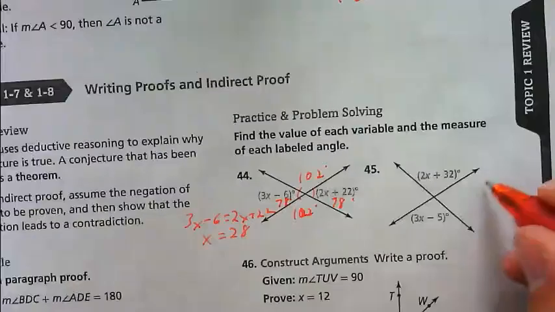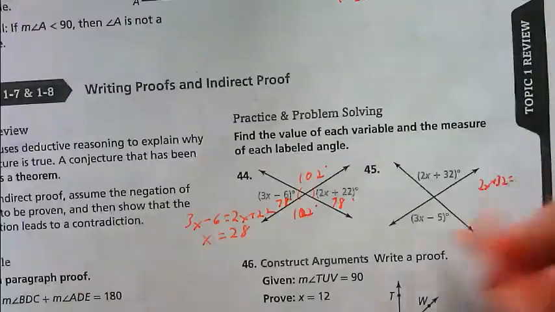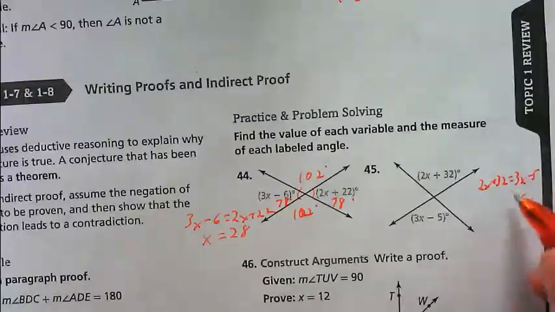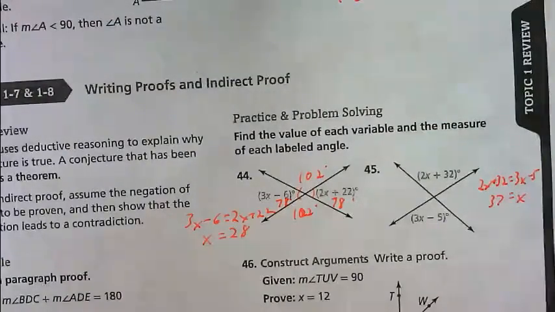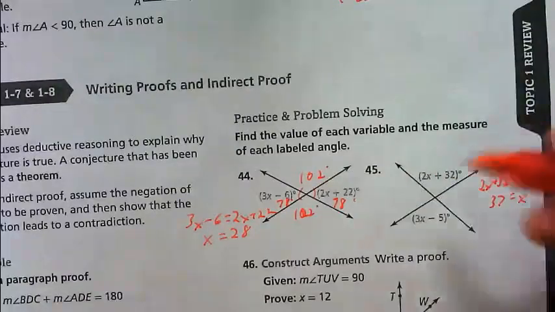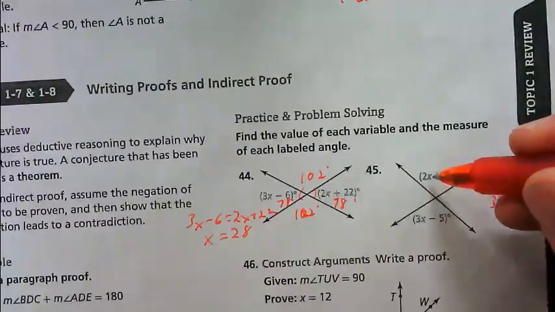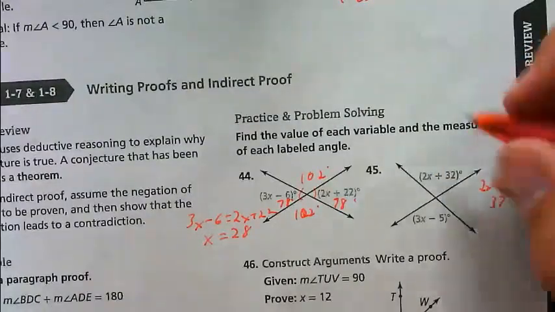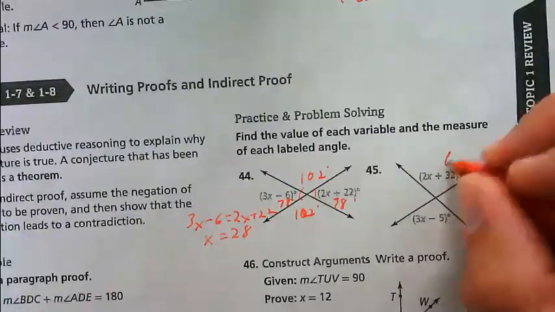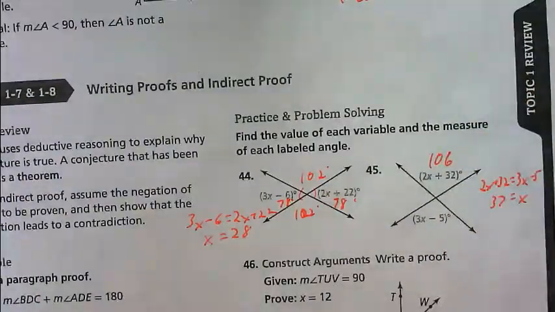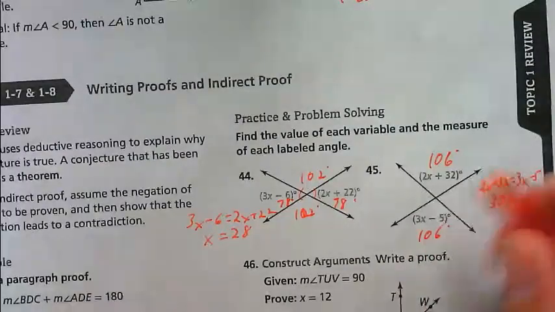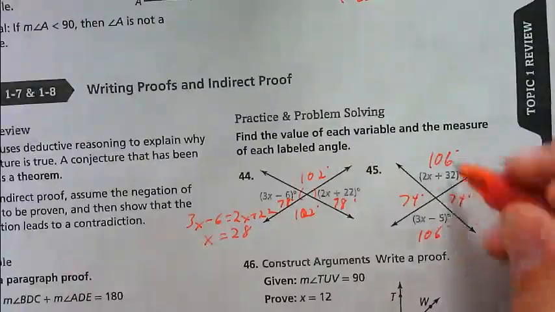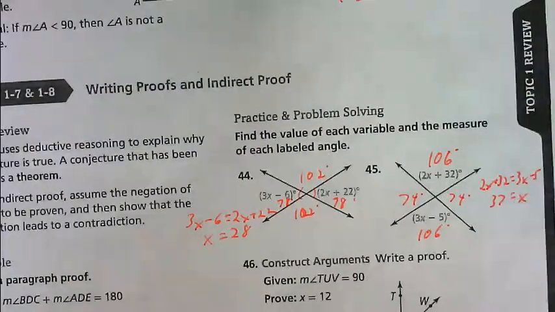Over on this one, we have 2x plus 32 equals 3x minus 5. Subtract off the 2x, add the 5, you get x is 37. If we plug it back in, 2 times 37 is going to be 74. 74 plus 32, 106. So this is 106, this is 106. These two angles would then have to be 74, because again, these would be a linear pair, so they'd be supplementary and have to add up to 180.